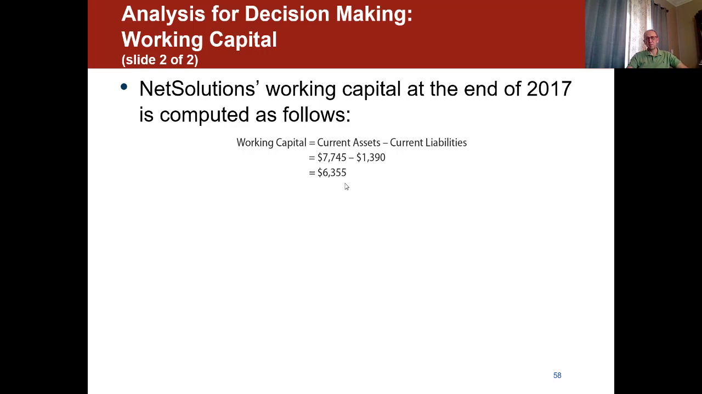Again, the problem with this is that it doesn't tell you whether this is good or bad, because $6,000 might be a big number for me, but for large companies, this is close to zero. So this is why working capital by itself doesn't tell much. This is why, in this case, we'll have to use the current ratio.